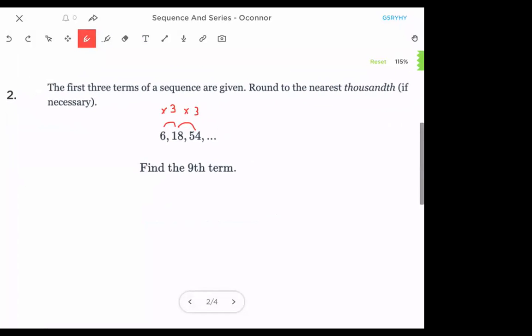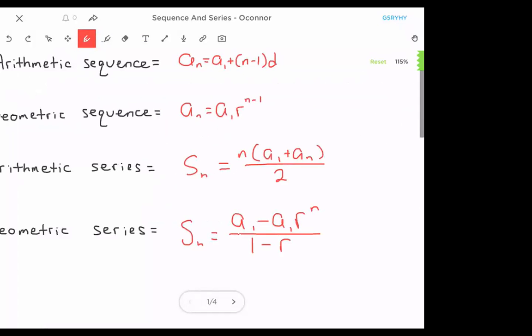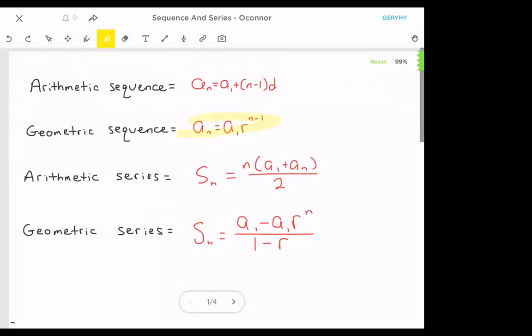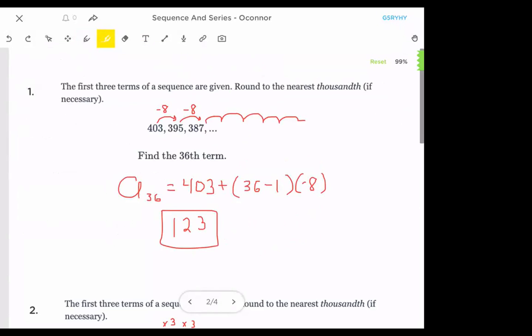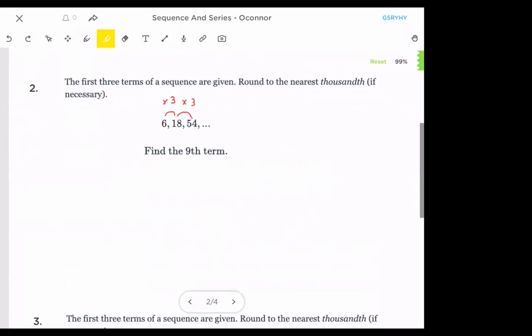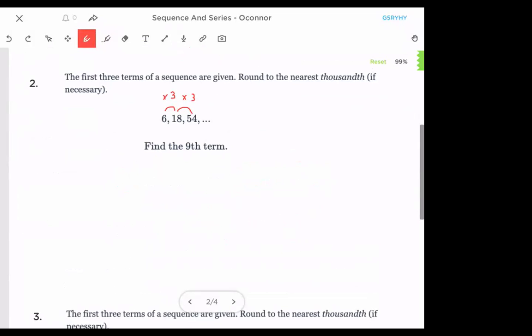So I know it's geometric and it's a sequence. So I'll go back to the first slide here, and I'm now using this formula. For a geometric sequence, define a sub 9, meaning the 9th term. I do a sub 1, which is 6, times r, which is 3, to the n minus 1, which is 9 minus 1.